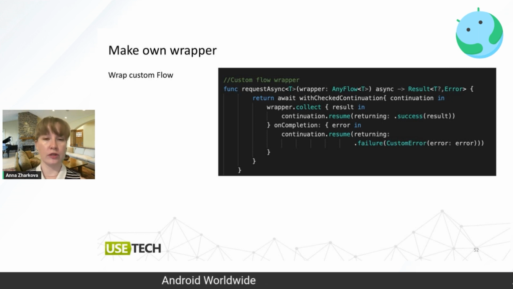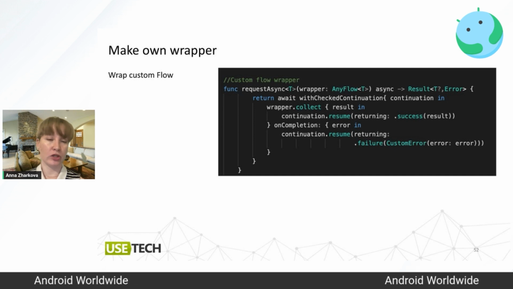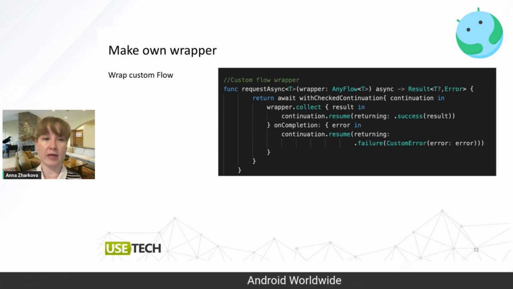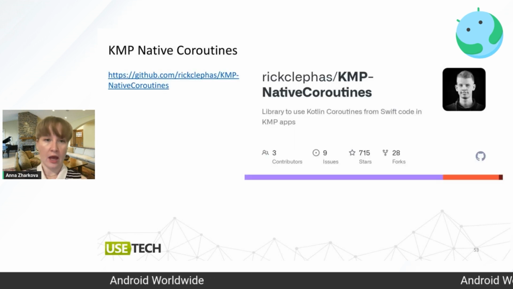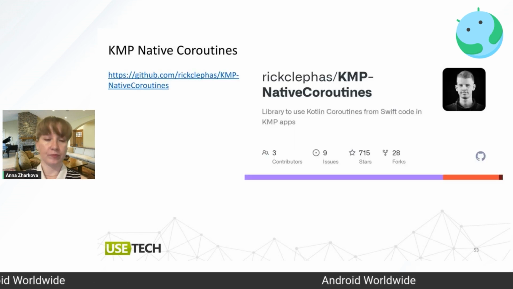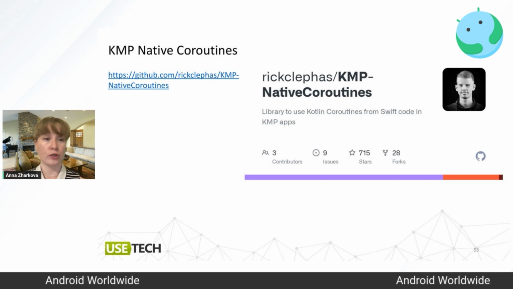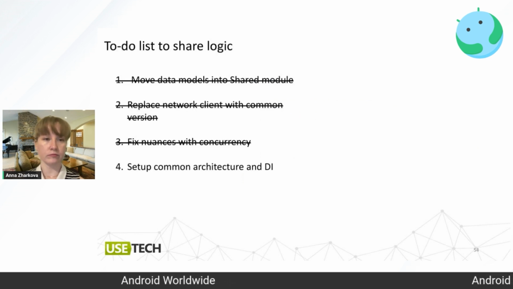And of course, we could wrap it in our async await on the iOS side, also with checked continuation, just like this. So we collect all the data, and in the collect and on-completion error blocks, we put the data in the continuation resume and continuation resume for error. The same approach as for coroutines. You could also use a ready-made solution from KMP Native Coroutines. So it is your choice whether to use a ready-made solution or make your own. And now let's set up our common architecture.